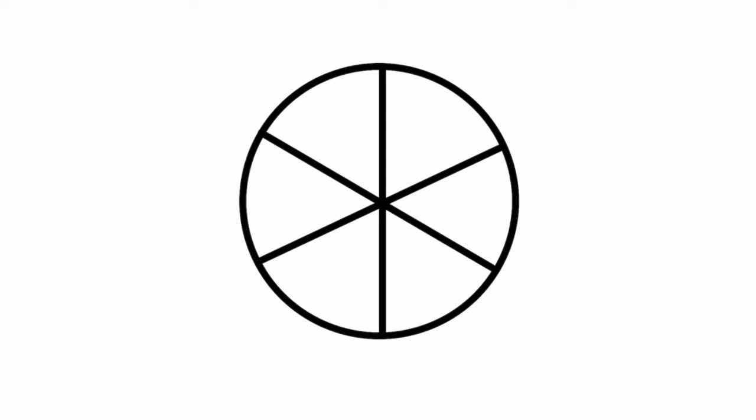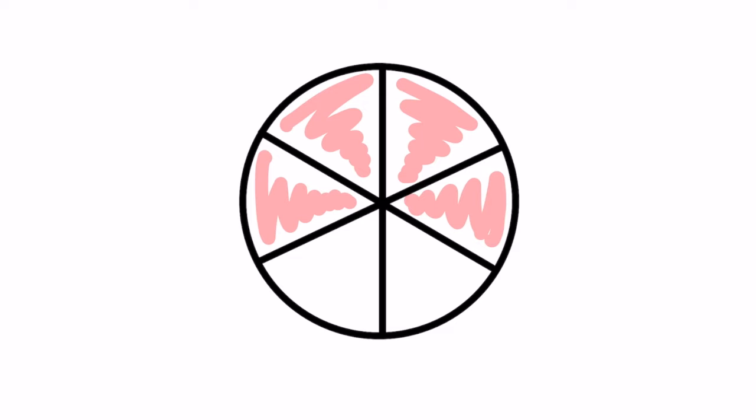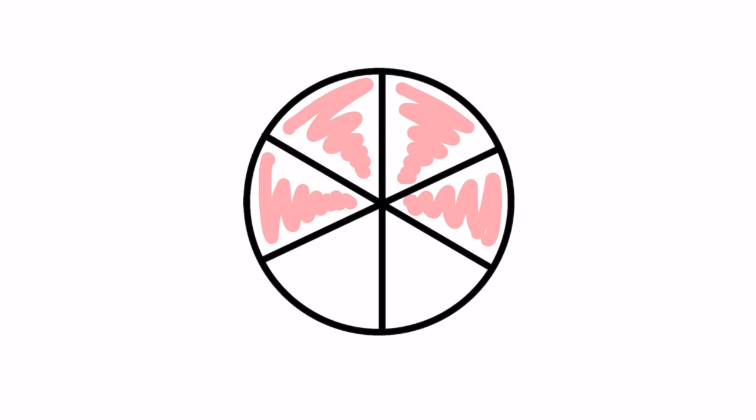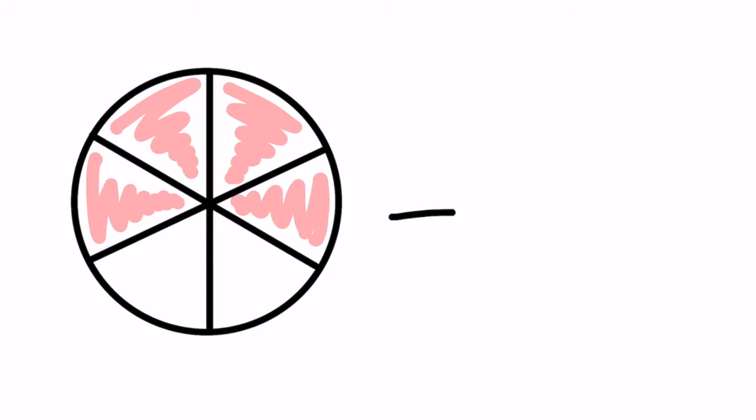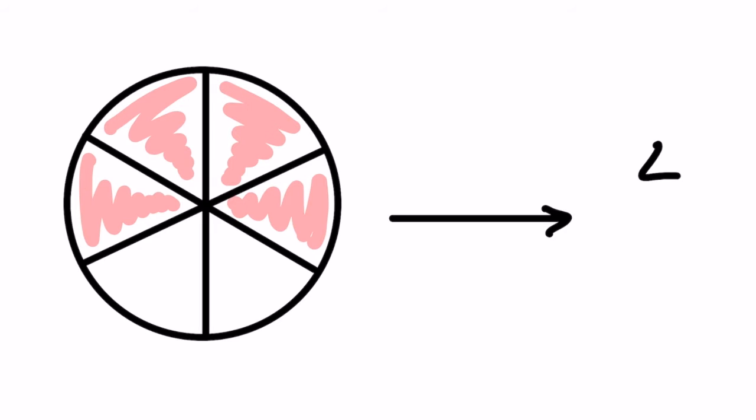But what happens if only 4 people wanted to eat cake? Well, let's color in 4 out of the 6 pieces to show how much cake was eaten. 4 out of 6. Do you know what that is? That's a fraction. Let's write it out so we can see.